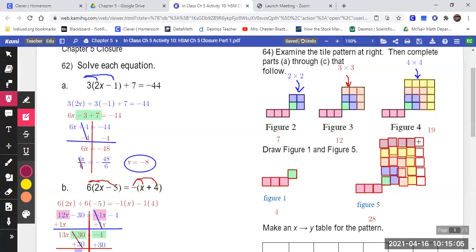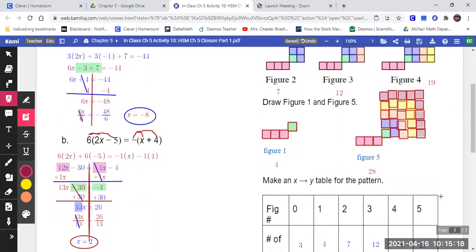Follow the pattern. Figure 1 added 1. Figure 2 added 3. Figure 3 added 5. Figure 4 added 7. So we're thinking figure 5 is adding 9. Okay.